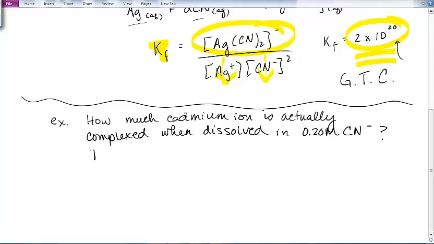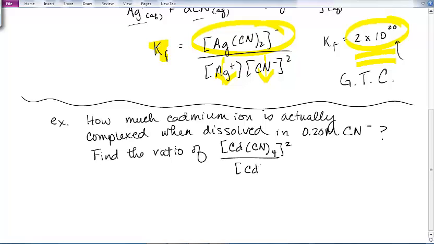And so in order to answer the question, what we're going to really do is we're going to find the ratio, not ration, that's silly. Find the ratio of, we'll find out what is the concentration of this to the uncomplexed ion.